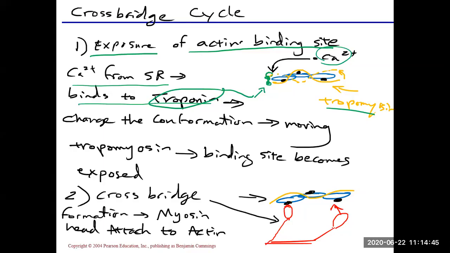That's step number 1. Step number 2, cross bridge formation. Now, the myosin head, you can see it in red, is rising up and attaching to the actin because the binding site is available, so they are attached. That's number 2.